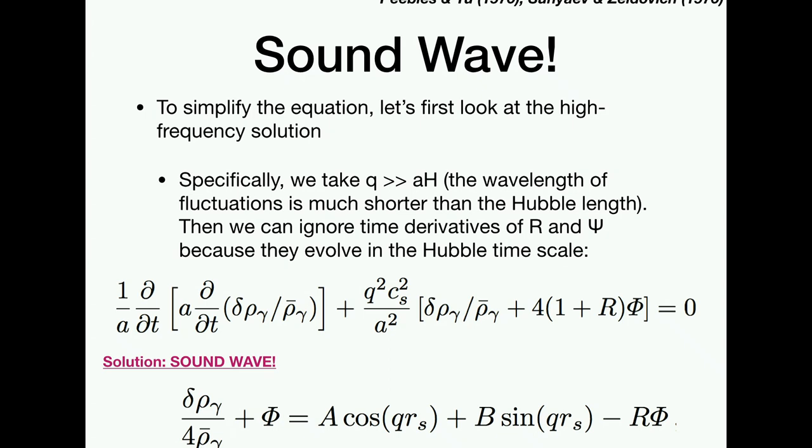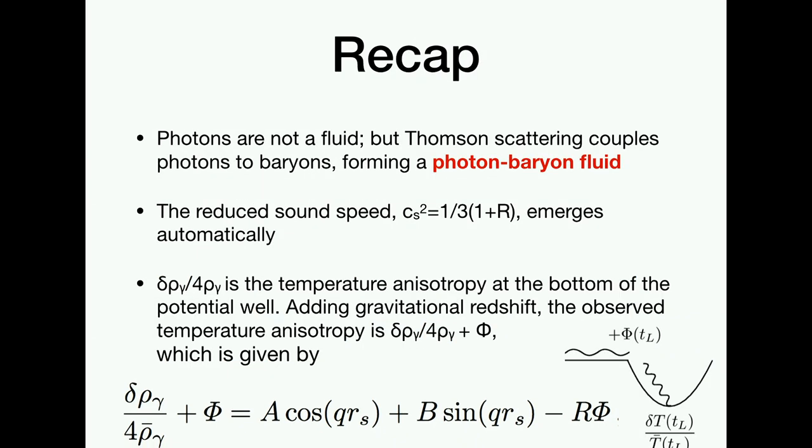You have coefficients, A and B, which need to be determined by initial conditions. You don't know what these are a priori. Okay? If you impose adiabatic initial condition, certain values of A and B are chosen. But you don't know this a priori. You need to determine them from observations. Okay? So, photons are not a fluid, but Thomson scattering makes them like a fluid, a photon-baryon fluid, or miso soup. Reduced sound speed emerges automatically.